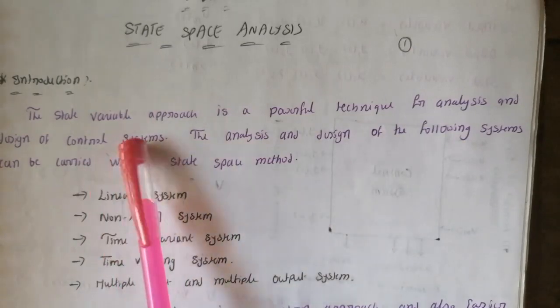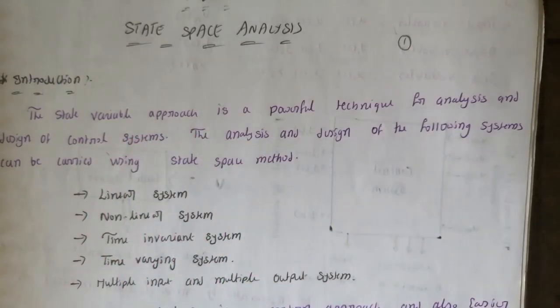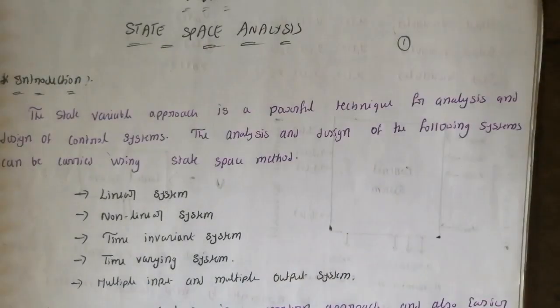The state variable approach is a powerful technique for analysis and design of control systems, and the analysis and design of the following systems can be carried out using the state space method. It is a powerful technique used to easily design control systems, and easily we can analyze them. So the name itself indicates analysis.